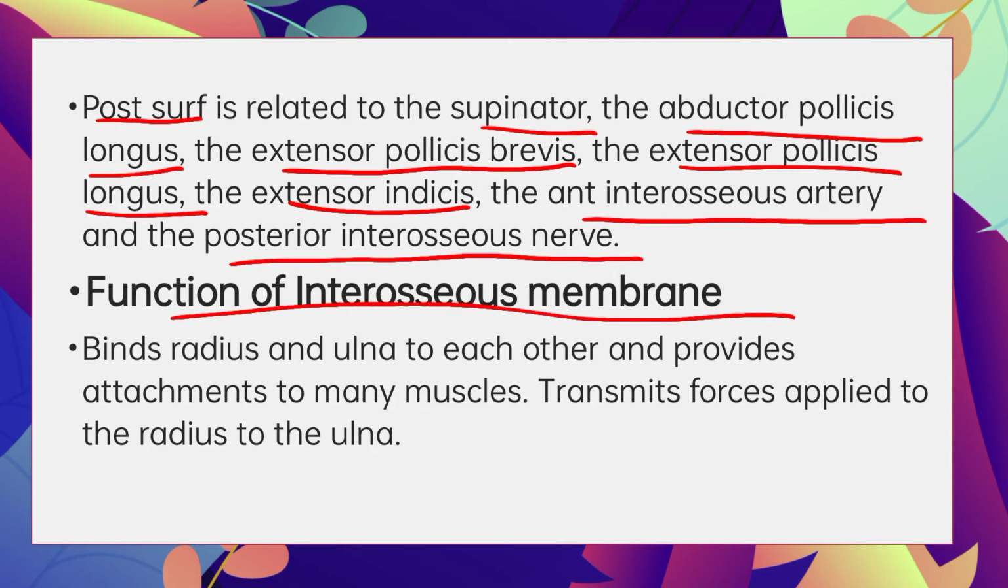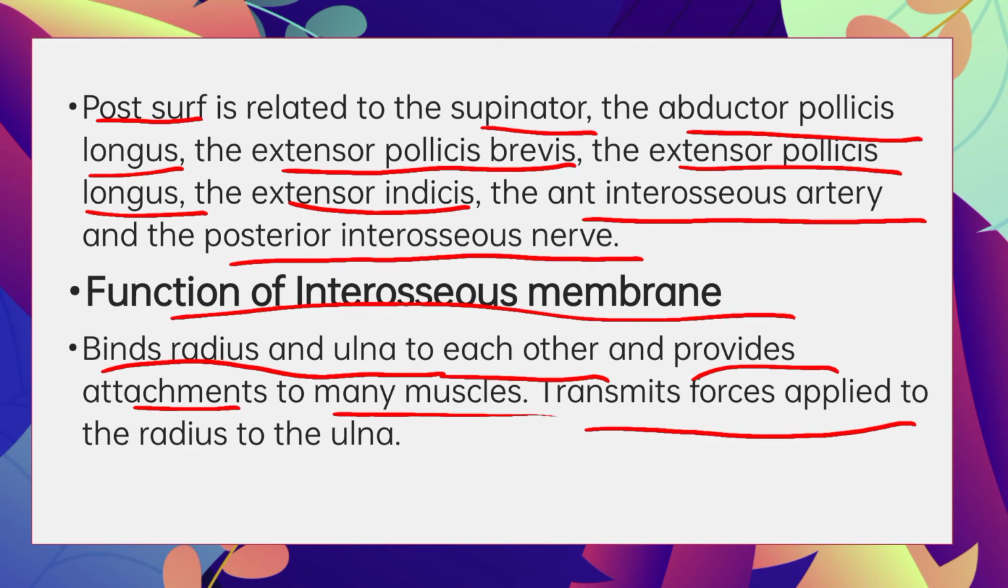Now we'll see the function of the interosseous membrane. It binds the radius and ulna to each other and provides attachment to many muscles. Alright. It also transmits force applied to the radius to the ulna. This transmission is necessary as the radius is the main bone taking part in the wrist joint, while the ulna is the main bone taking part in the elbow joint.